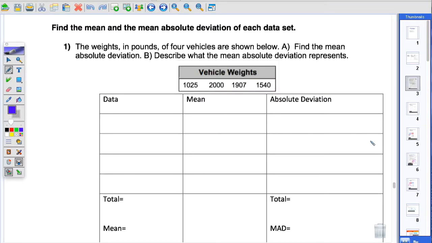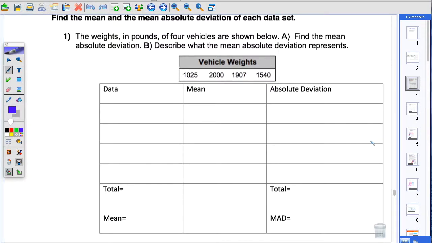Find the mean and the mean absolute deviation of each data set. Number 1, the weights in pounds of 4 vehicles are shown below. A, we're going to find the mean absolute deviation, and B, describe what the mean absolute deviation represents. So we have our vehicle weights, 1,025, 2,000, 1,907, and 1,540. The first thing that we're going to do is fill in the weights in our table.